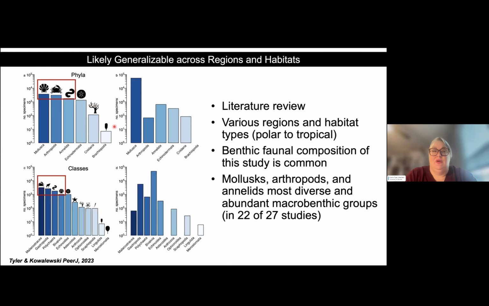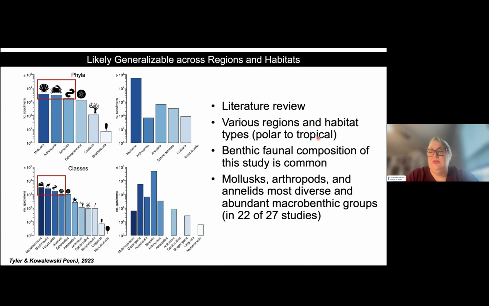So mollusks, arthropods, and annelids are the three most diverse and abundant macrobenthic groups in the majority of studies of benthic macroinvertebrates. And so in terms of how generalizable these results are, I think they are fairly generalizable, because it's the same groups that we're using here in this study.